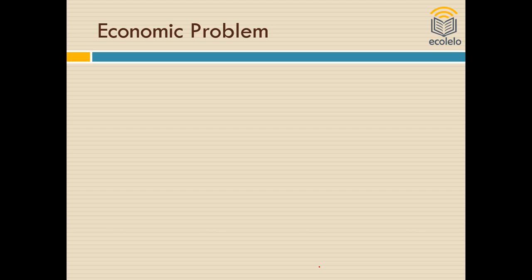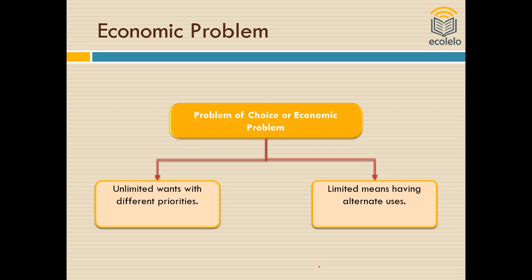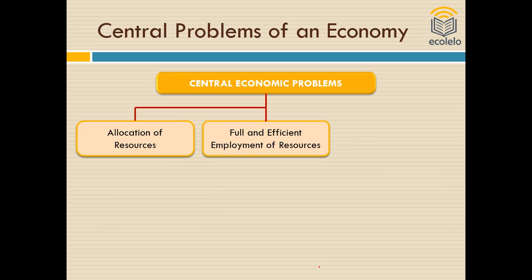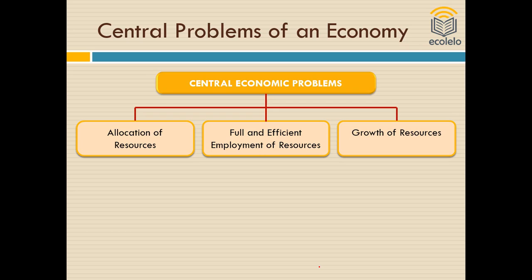All right, next. Now let's discuss in detail what is an economic problem actually. Now what kind of problem does an economy face? These are called central problems of an economy. There are three basic problems: allocation of resources, fuller and efficient employment or utilization of resources, and third, growth of resources. These are the main central economic problems that every economy, whether it is developed or underdeveloped, faces.